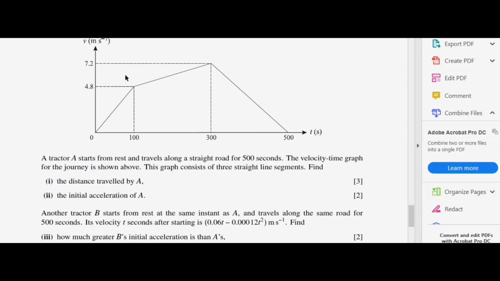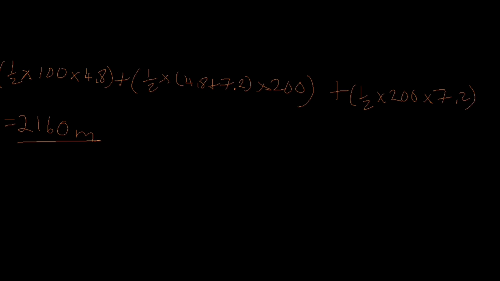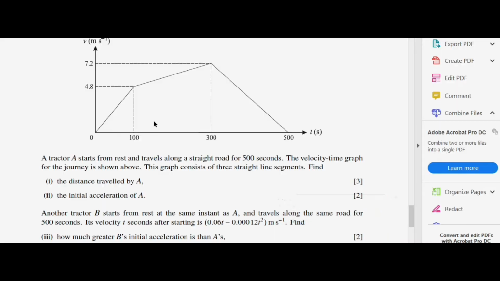Well, that's quite simple. The distance is equal to the area under the velocity time graph. So it's simply the area of the triangle plus the area of this triangle plus the area of this triangle plus the area of this trapezium plus the area of this triangle. So the area of the two triangles plus the area of the trapezium gives us the distance traveled by A.